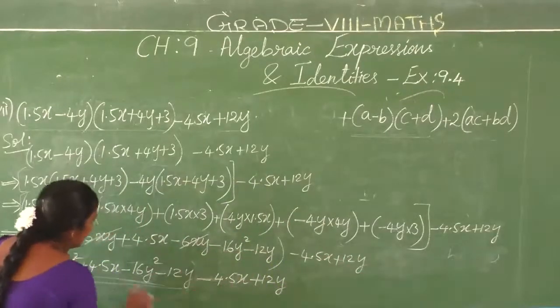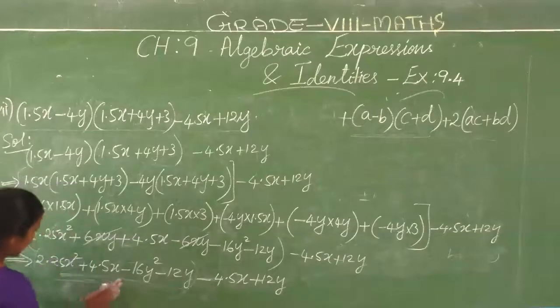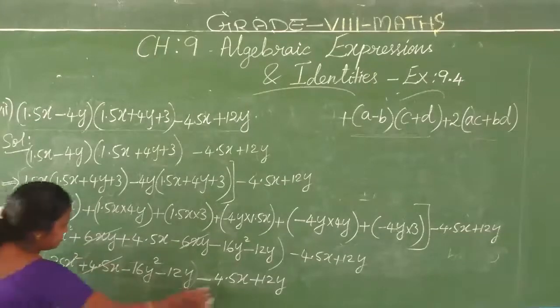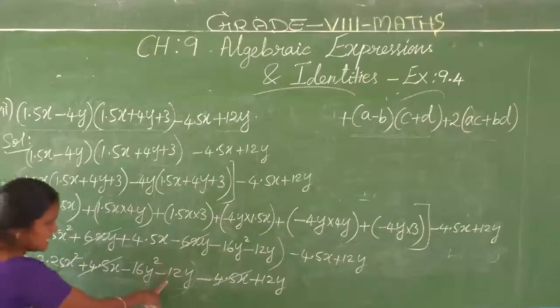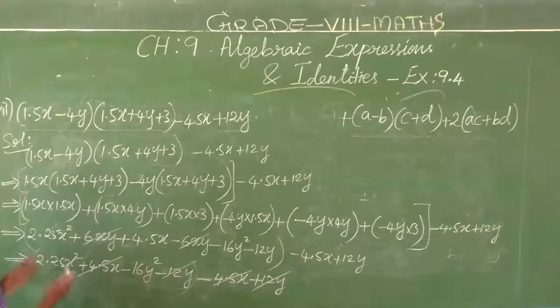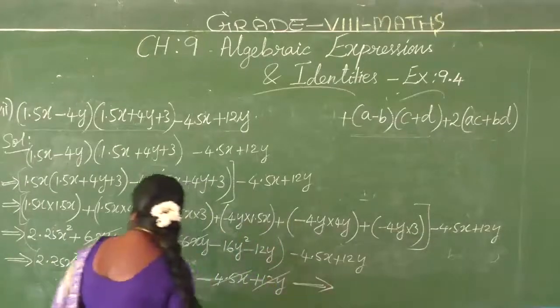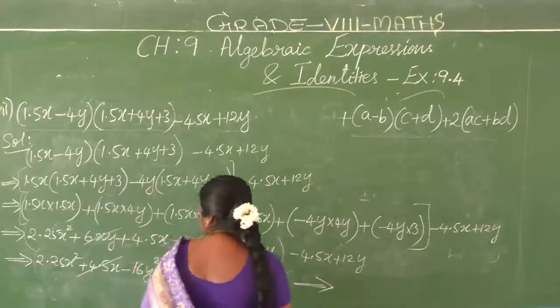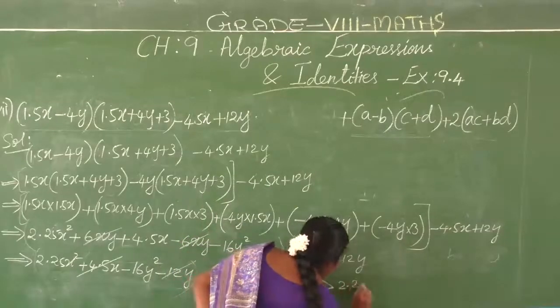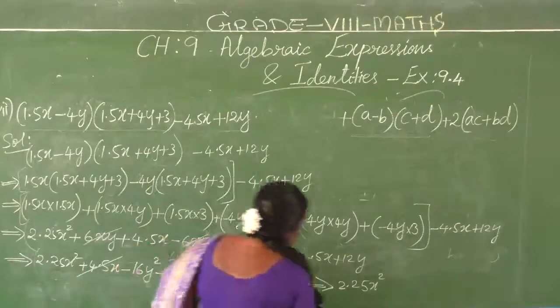Again, just to check any like terms are there. Plus 4.5x minus 4.5x, so we can cancel. Minus 12y plus 12y, cancel. So which is the remainder part? 2.25x square minus 16y square. So the final answer for this simplified is 2.25x square minus 16y square.